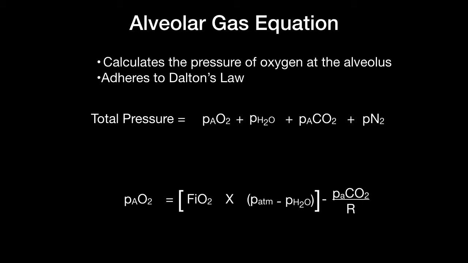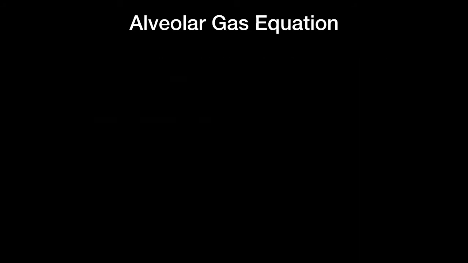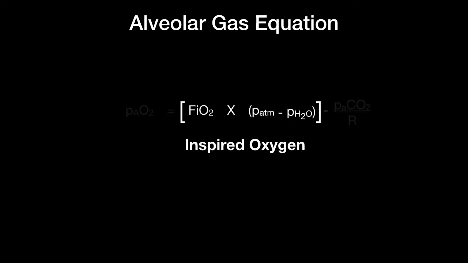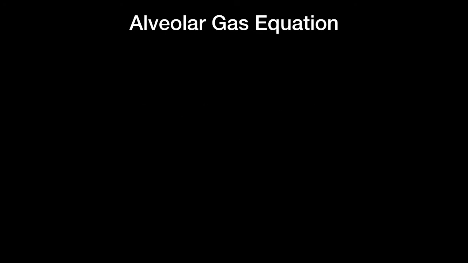Okay, so let's start with the fraction of inspired oxygen times the pressure of atmosphere minus the pressure of water. This is the inspired oxygen. This combines what's coming in from the atmosphere minus the water content that's in the dead space of the respiratory tract. Let's focus on the pressure of atmosphere. Remember, the pressure of atmosphere is actually the total pressure that comes up with Dalton's law. And the pressure of atmosphere can be normal, what I refer to as 760 millimeters of mercury.